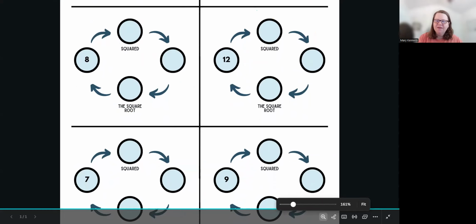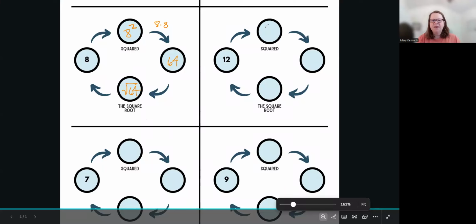So 8 squared, think about how we write that. 8 squared, which means 8 times 8. You make that look like a 2 there. 8 times 8 is 64. And then to undo that, we would take the square root of 64, which is 8.